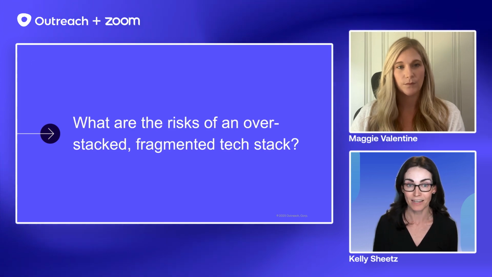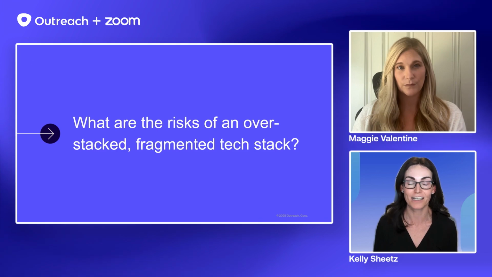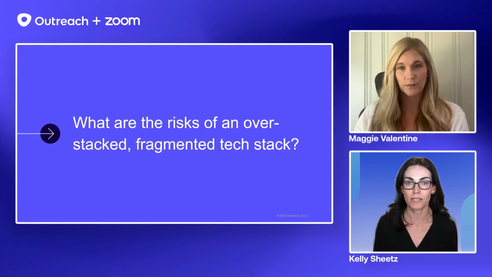So I would say the less fragmented a tech stack you can have, the better customer experience you're going to have as a result.